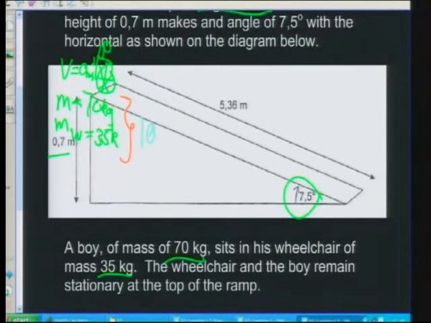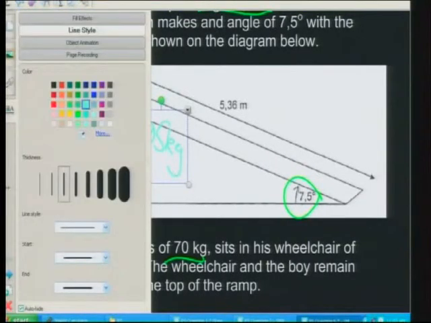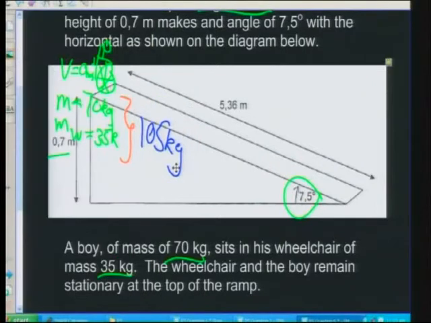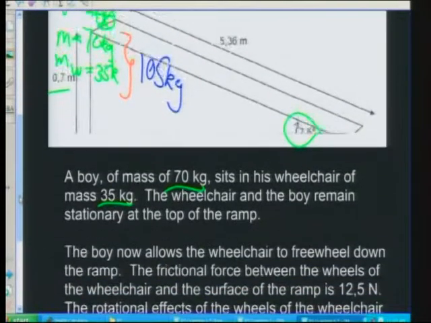105 kilograms. Not sure if you can see that, but let's just select that right now and choose a darker color. There we are, and we've got it, 105 kilograms. So we know that that's the case.